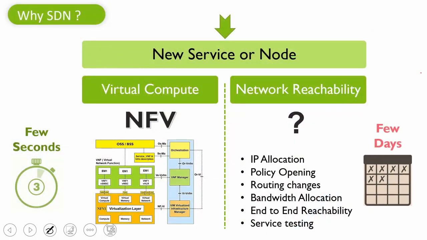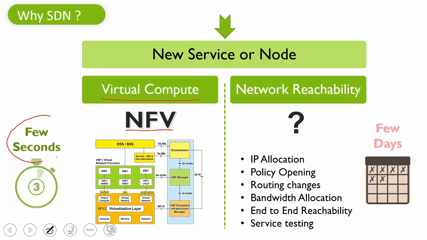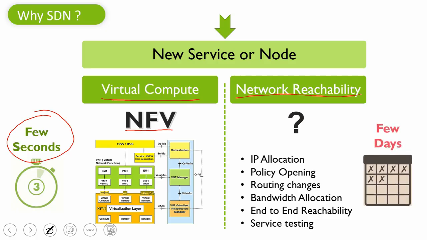We have also seen this example in the previous video, wherein NFV helps in virtualizing the network, which helps us in rapid deployment and ultimately reduces our deployment time of a new service or new nodes. Now NFV does it in a few seconds. But what about network reachability? The network connectivity or reachability is a real problem. For any new node or new service, we need multiple things such as IP allocation, bandwidth allocation, policy opening, routing changes, and end-to-end reachability. And doing that takes a lot of time.